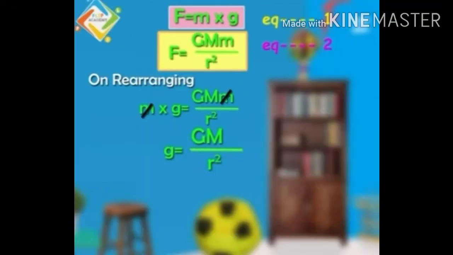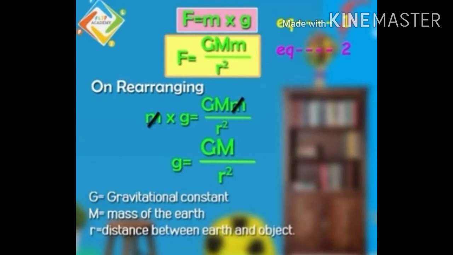So in terms of acceleration due to gravity, we get the equation g = G M / R², where M is the mass of the Earth and R is the distance between the object and the Earth.